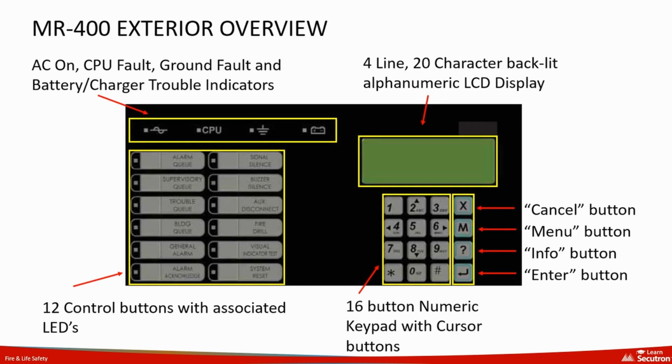The exterior interface of the MR-400 Fire Alarm Control Panel features AC on, CPU fault, ground fault, and battery charger trouble indicators for quick status assessments. The 4-line 20-character backlit alphanumeric LCD display provides clear and concise information, and below the display are 12 control buttons, each with an associated LED for operation and acknowledgement of system events. To the right is a 16-button numeric keypad with cursor buttons, including Cancel, Menu, Info, and Enter for navigation and input within the system's user interface.